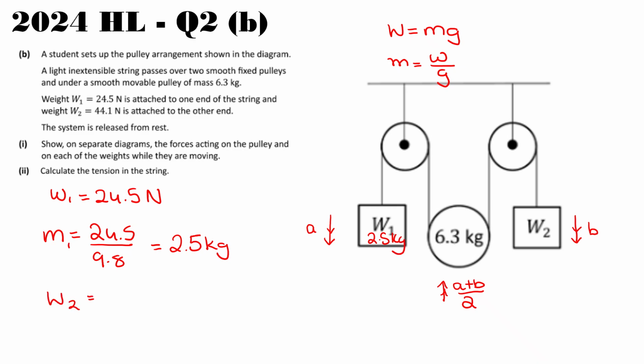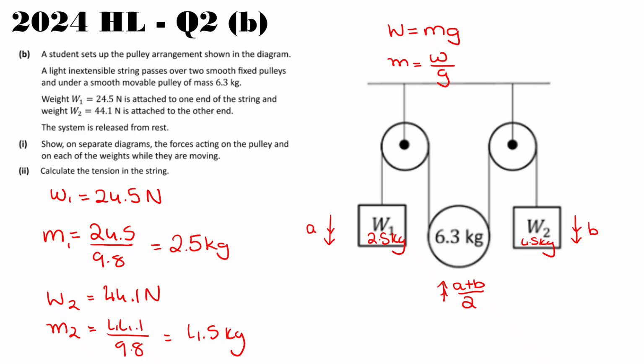So then weight 2 is 44.1 newtons. So the mass of the second one is 44.1 divided by 9.8, which works out as 4.5 kg. So we can add that to your diagram as well. So use your diagram so that it's as helpful as possible for you.